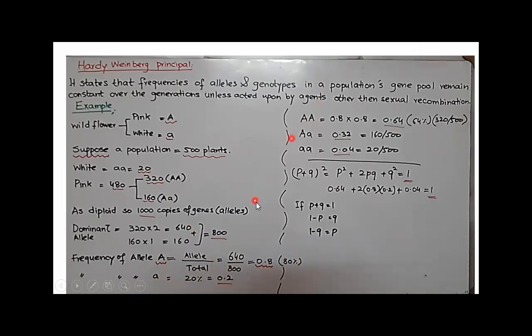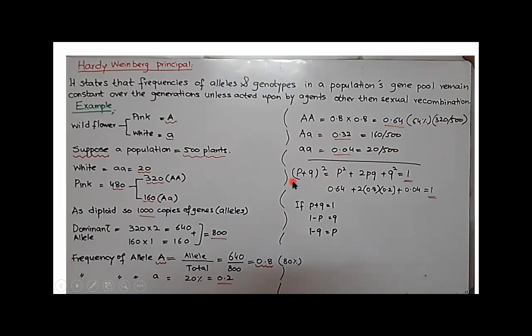Capital A, 0.8 into 0.8, will make 0.64 or 64%, or we can say 320 out of 500 will make 0.64. In the case of the heterozygous condition, capital A small a, it is 0.32, as the heterozygous contain 160 genes out of 500. Small a small a is 0.04, as the homozygous recessive contain 20 genes out of 500.